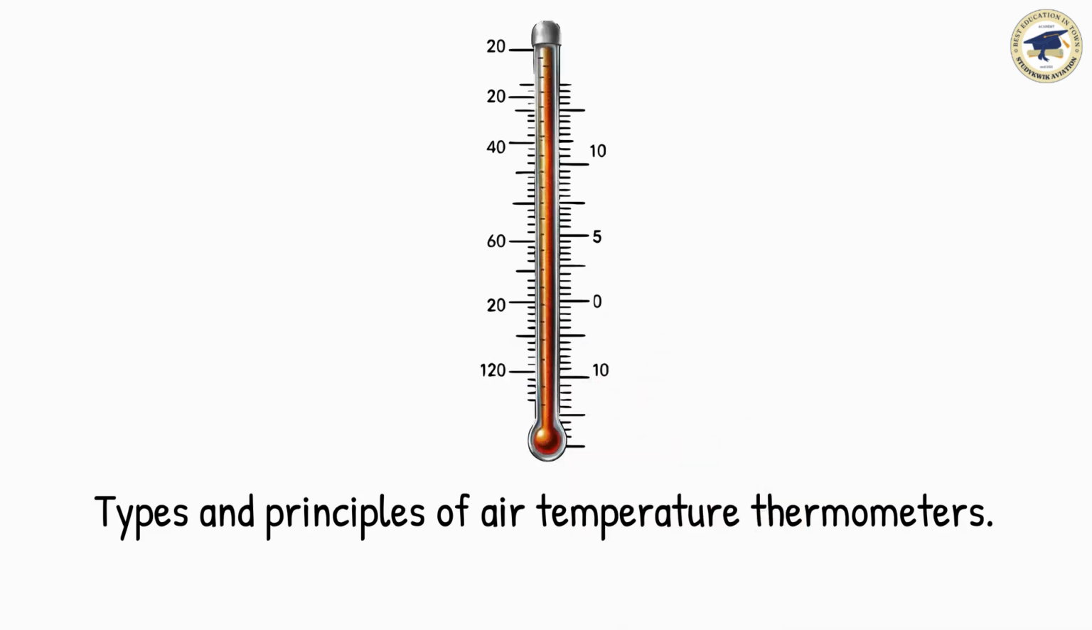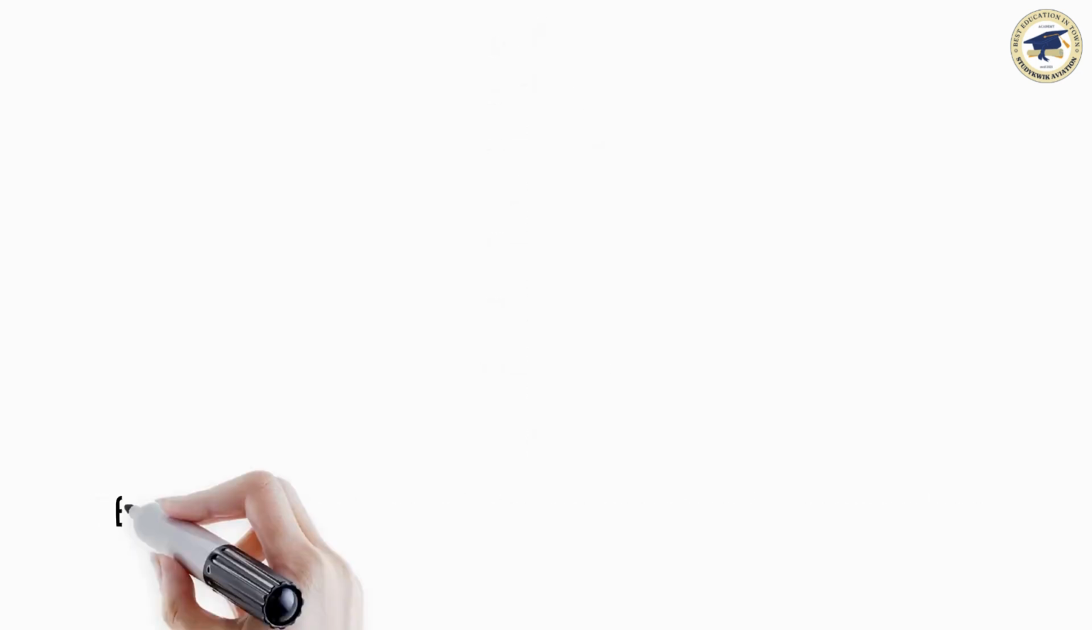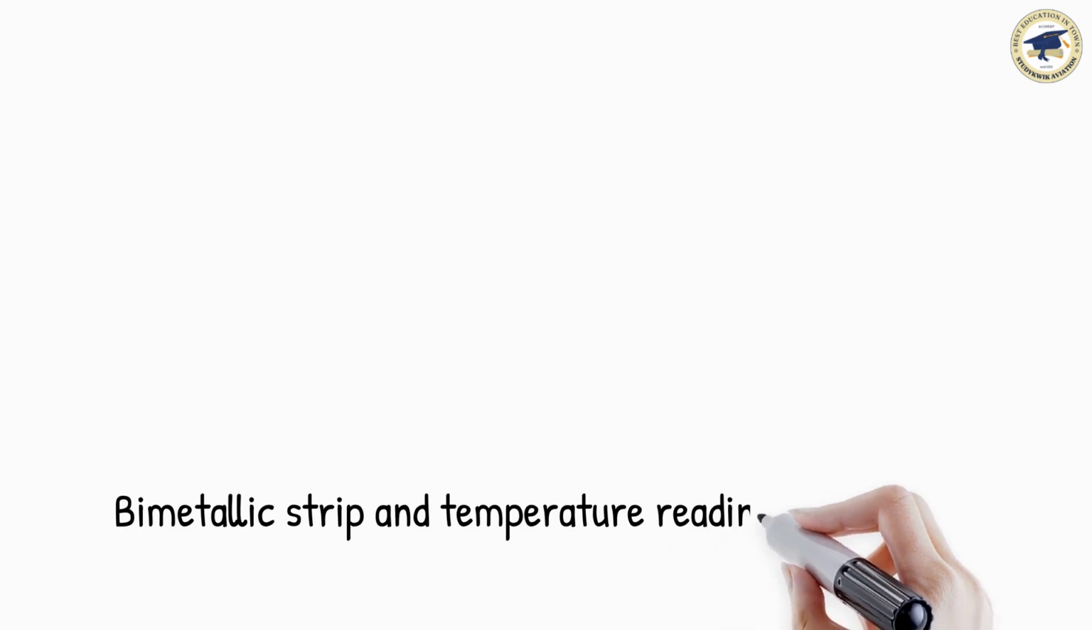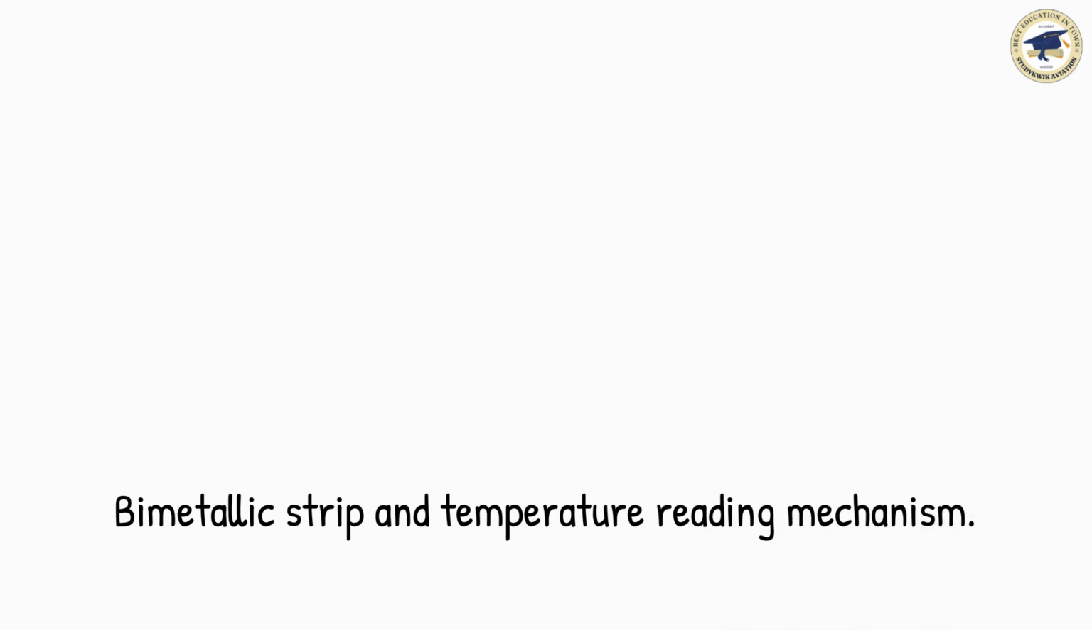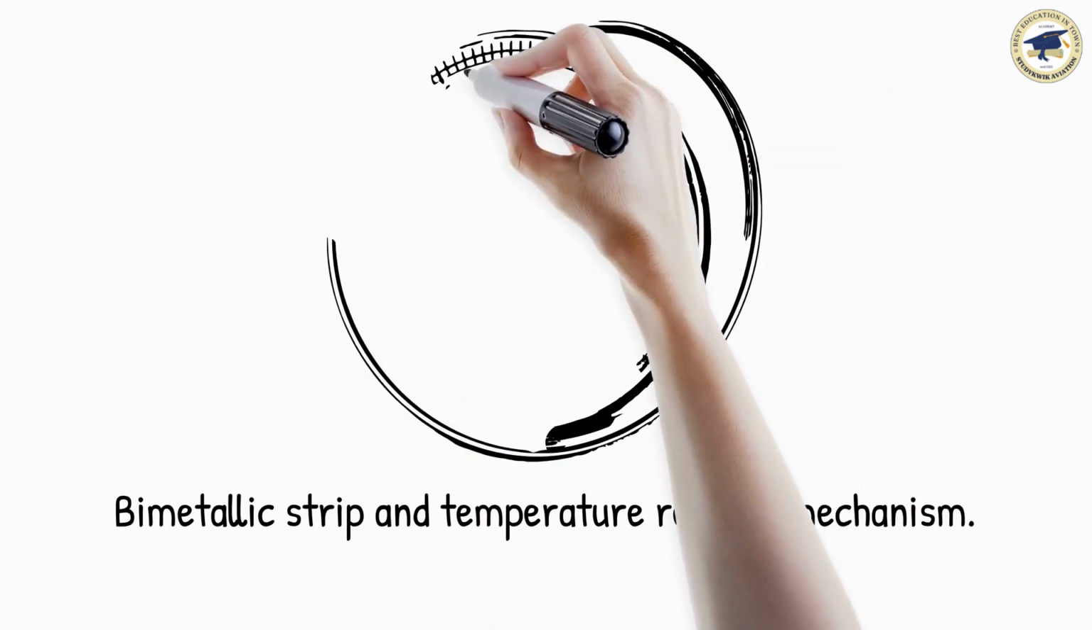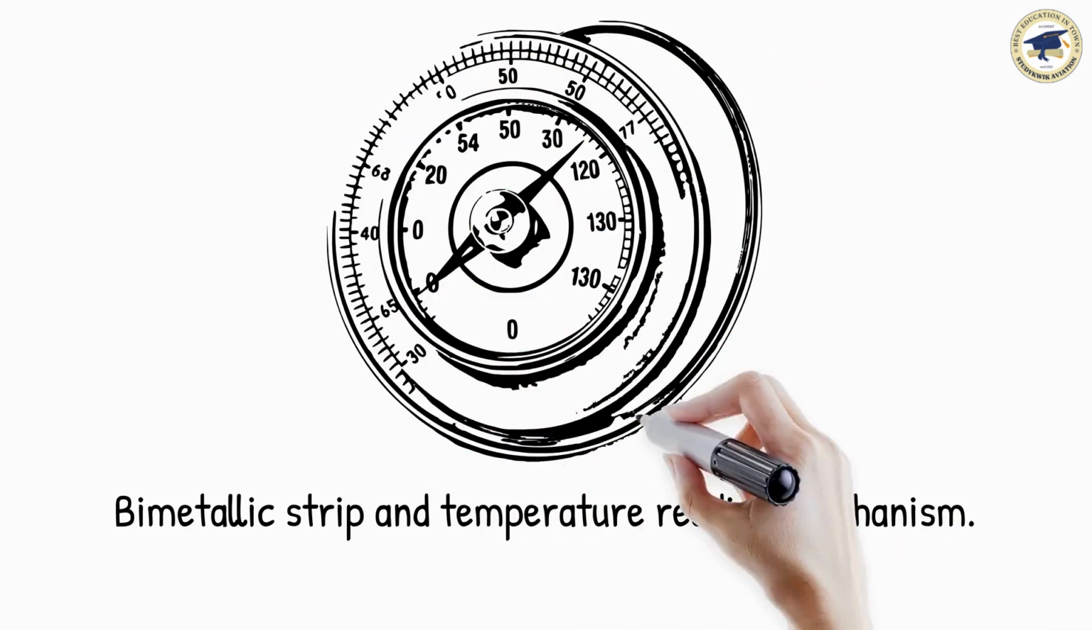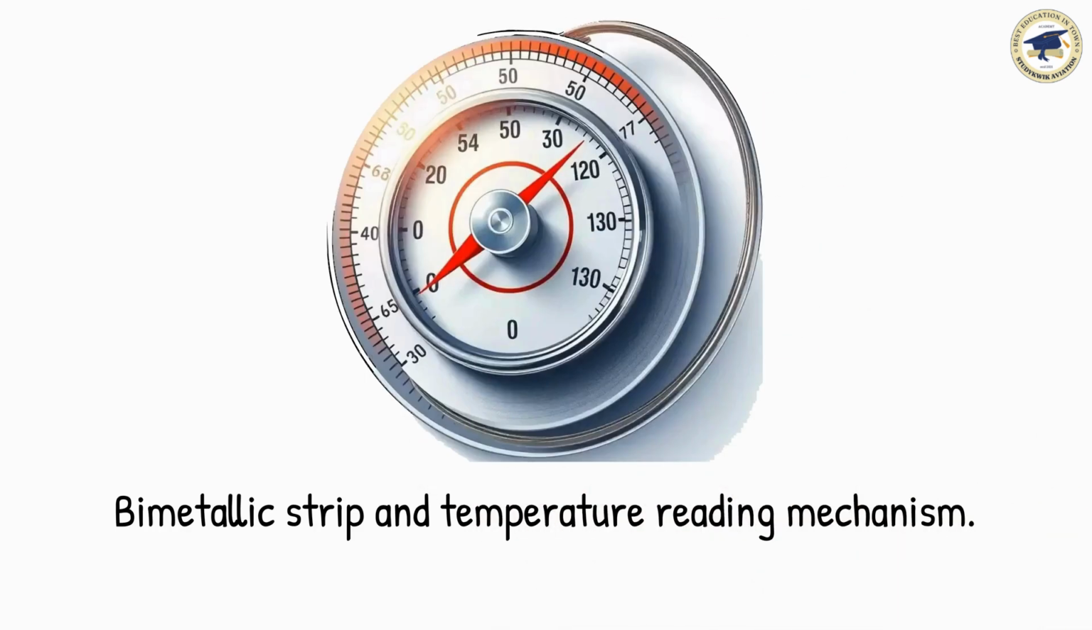A simple example is the bimetallic thermometer. It works on the principle that two metals with different expansion rates will bend when heated. When bonded together as a strip, the metal with greater expansion bends more, causing the strip to curve. The amount of bending is proportional to the temperature. Commonly, the metals used are invar, a steel alloy with very low expansion, and brass, which expands much more.